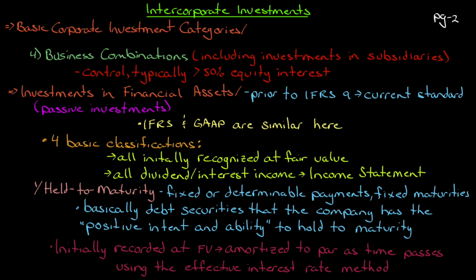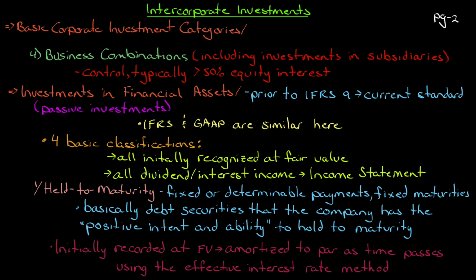And again, this is prior to IFRS 9. There were 4 basic classifications of investments in financial assets. But regardless of what classification we used, they shared these 2 common characteristics. All purchases of financial assets are initially recognized at fair value. And all dividend and interest income, regardless of the classification, goes directly to the income statement.